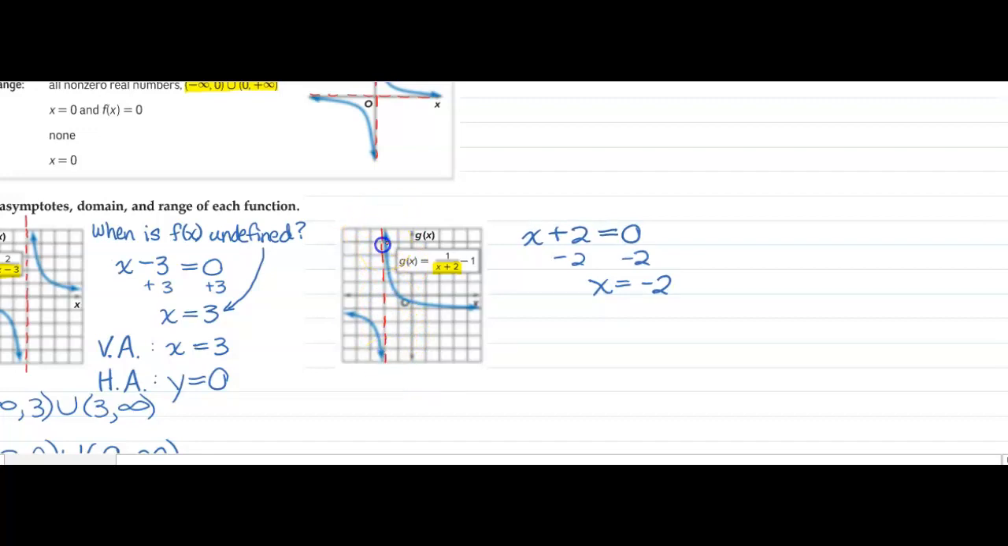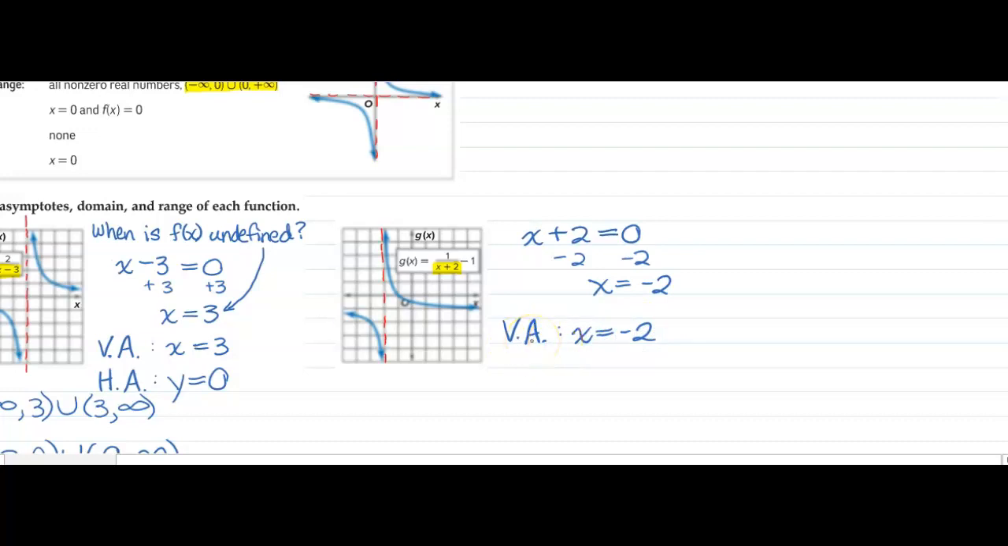Now I know it looks like that blue line hits negative 2, but it really doesn't. It's an asymptote. So we have a vertical asymptote when x equals negative 2. And it's okay to abbreviate vertical asymptote VA.